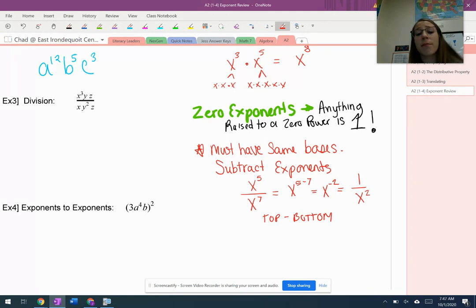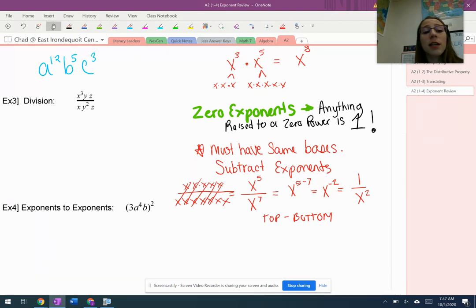And a lot of you may make better sense about this if you think about, if I expand that on the top, I have 5 x's on the top. If I expand the bottom, I should have 7. If I cancel them out, I'm left with 2, and those 2 x's belong on the bottom, which is why we end up with that x squared on the bottom, not on the top.